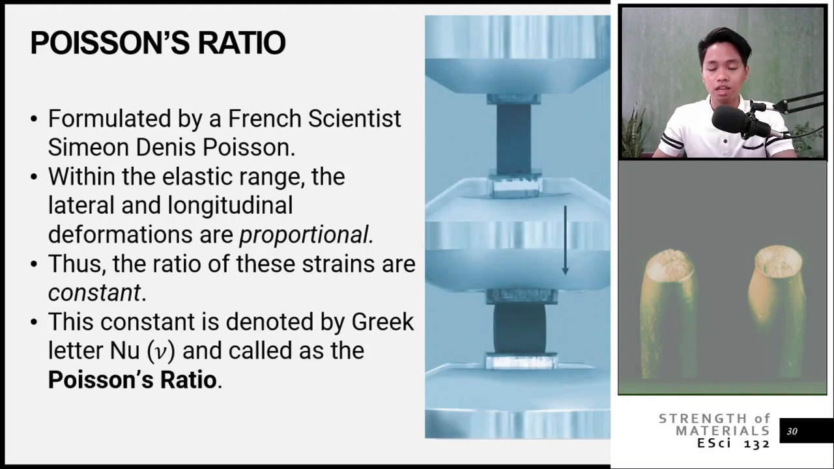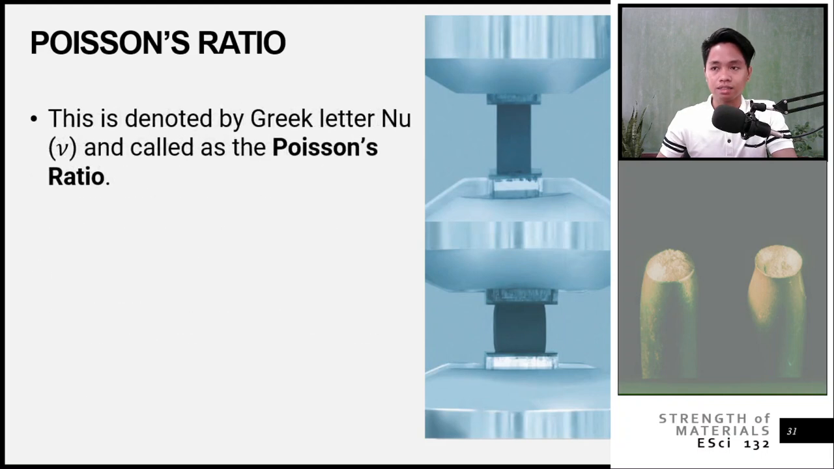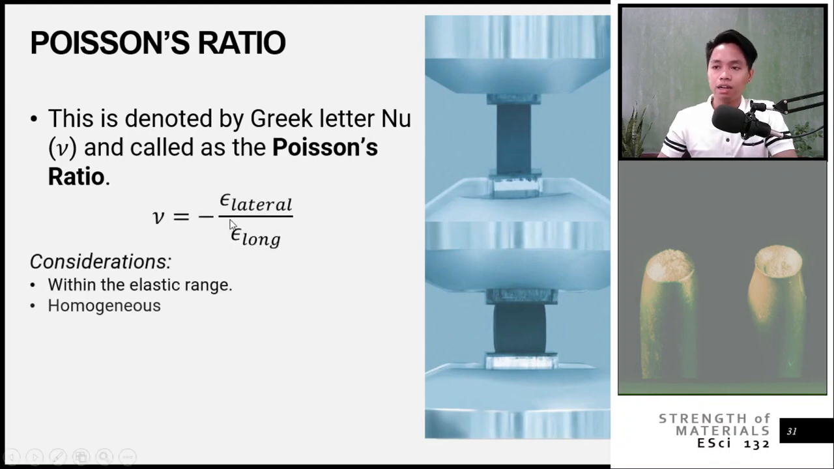So it is just the ratio of the strain along the lateral axis over the strain along the longitudinal axis. Mathematically, Poisson's ratio can be expressed as the lateral strain divided by the longitudinal strain, with a negative sign. The considerations are that the material is within the elastic range, homogeneous, and isotropic.